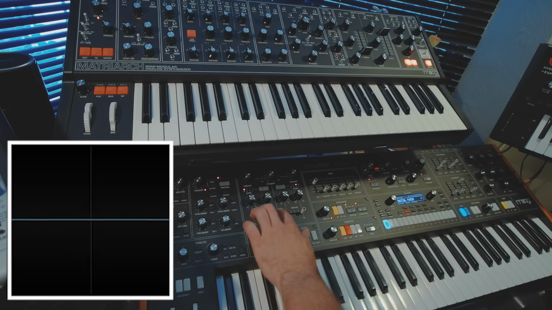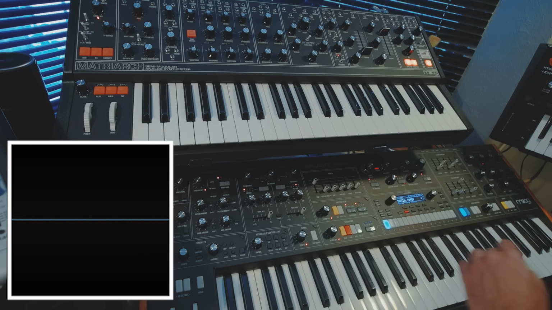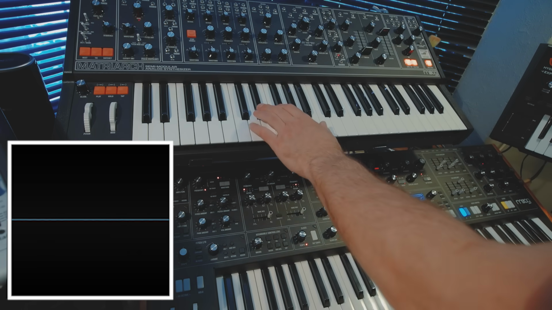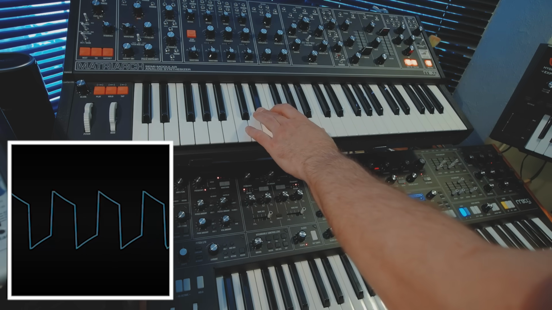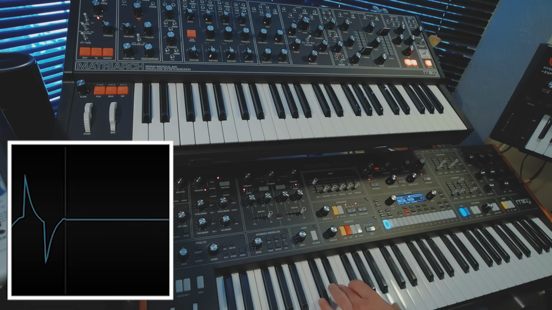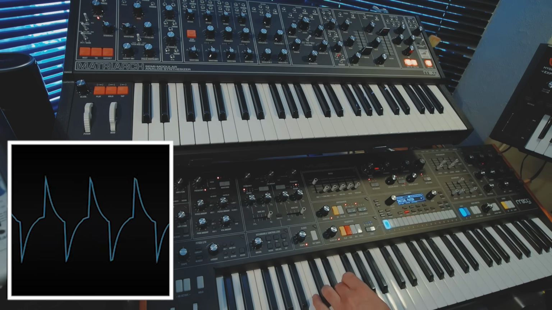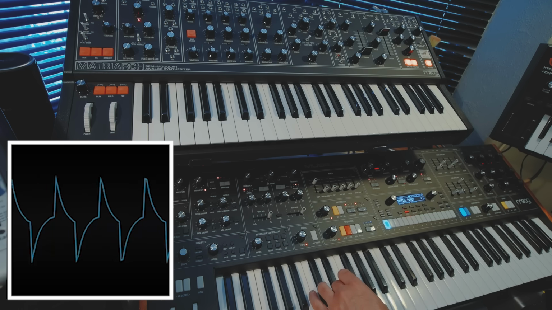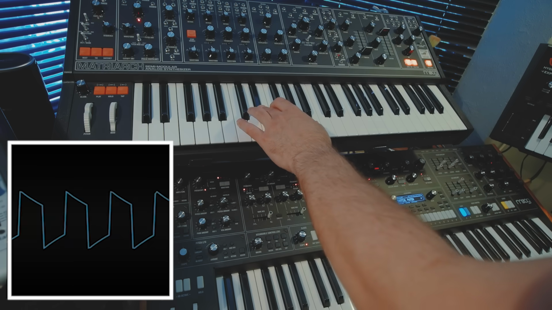Right, let's start with a square wave. This is what a square wave sounds like on the Matriarch. And this is the square wave on the Muse. Very different shape. Slightly out of tune as well, but we'll ignore that.